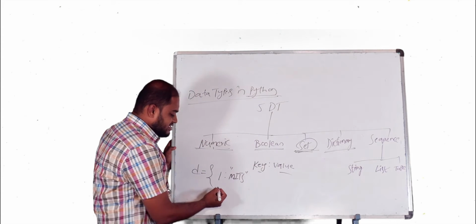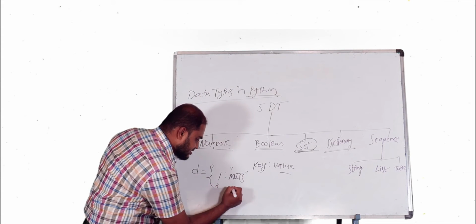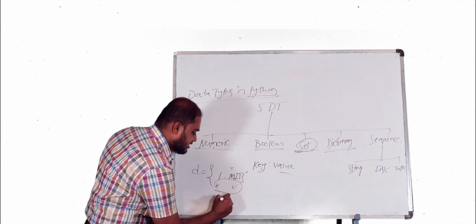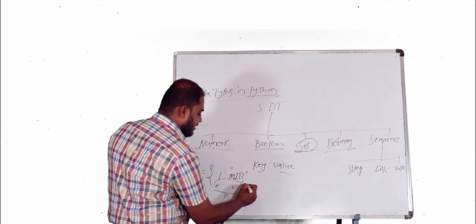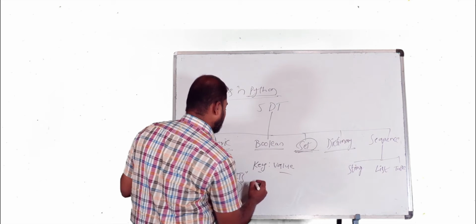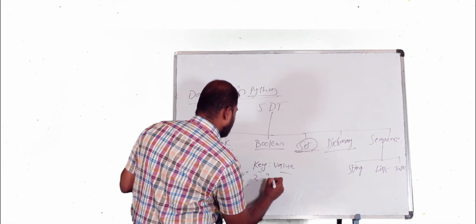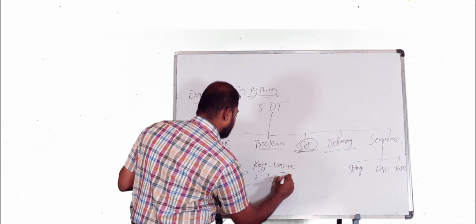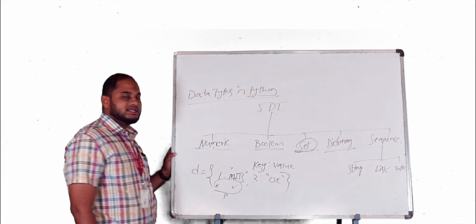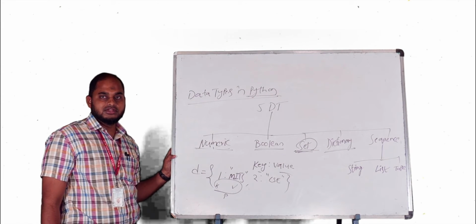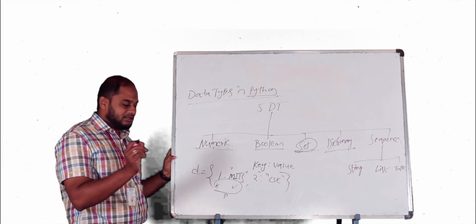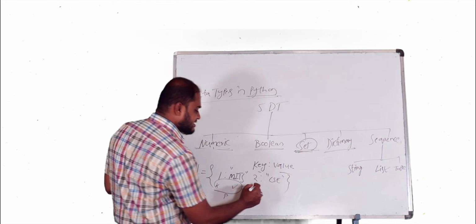Okay, so this is 1, this is called the key, this is called the value, and together this is called a pair. And then immediately I will give one more pair, that is 2 CSE. This is how a dictionary will be represented in Python programming, which will have pairs, and each pair will be represented in the form of key as well as value.